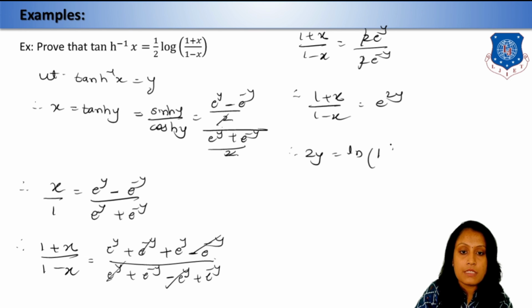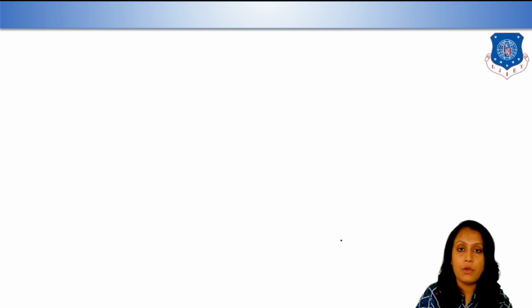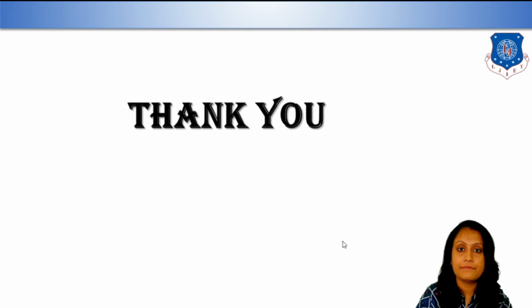Therefore 2y is ln of 1 plus x upon 1 minus x, right? Therefore y, that is tanh inverse x, is equal to 1 by 2 ln of 1 plus x upon 1 minus x. So this is the required result. Okay, so I hope you have understood throughout the session. Thank you for watching.